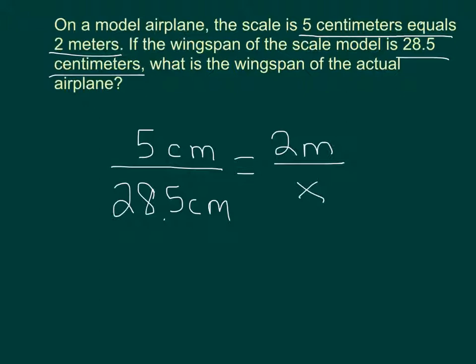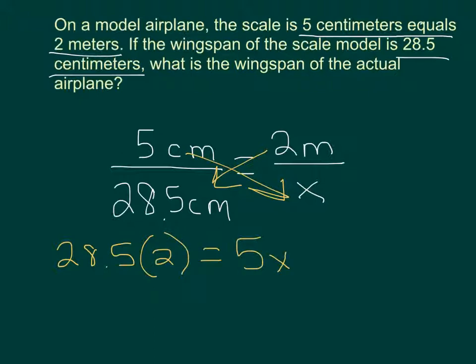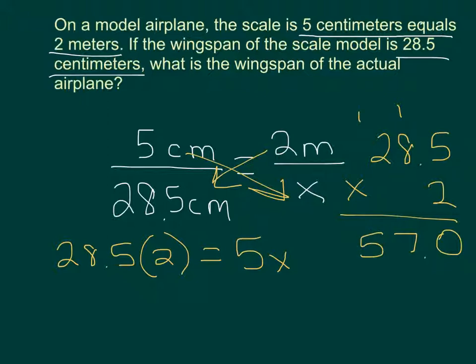So now we use our cross products to solve. So 28.5 times 2 and 5x. I'm going to come over here and write out 28.5 times 2. So you have 5 times 2 is 10. 8 times 2 is 16 plus 1 is your 17. And 5. So 57 equals 5x. Divide both sides by 5. So 57 divided by 5.